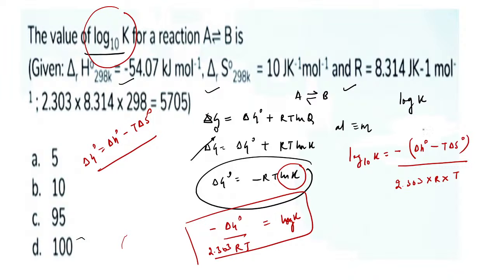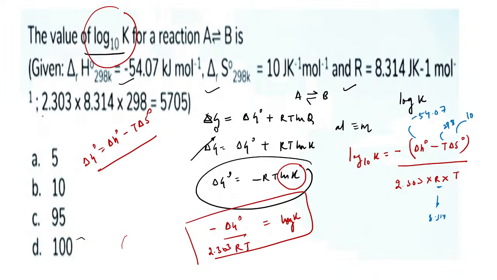So just calculate it, where delta H is given, minus 54.07 kilojoules. Temperature is given, 298. And your delta S is basically 10 joules. You have to convert kilojoules to joules, and this is your R value, which is 8.314. So just calculate it and let me know the correct answer. Use all these values. You have to convert delta H to joules, since this value is also in joules.